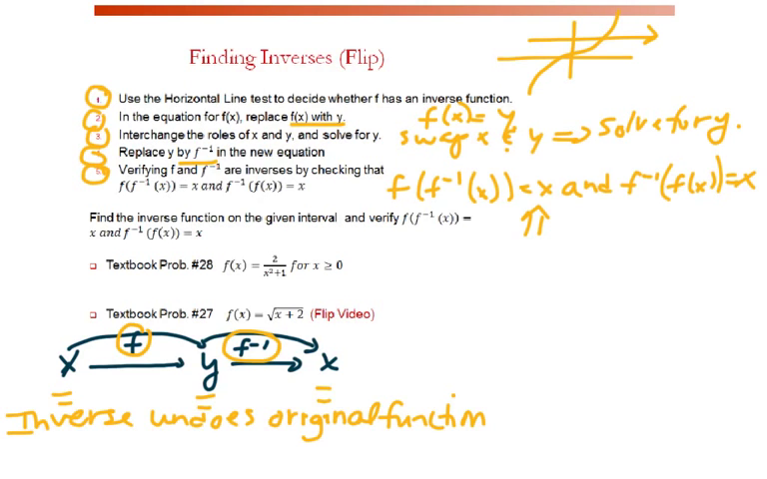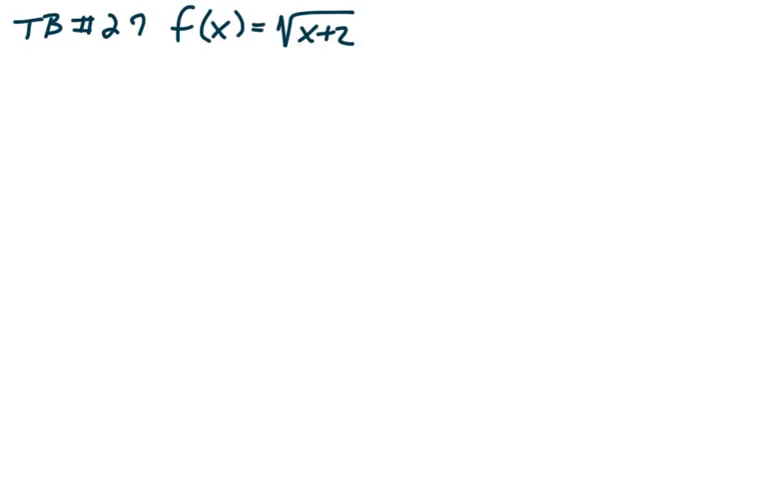Okay, I want to do an example at this point, and I'm going to pause and do a little bit of writing so I can keep the video shorter. Okay, I'm going to do textbook number 27. The function is a root function. Specifically, f of x is equal to the square root of x plus 2.